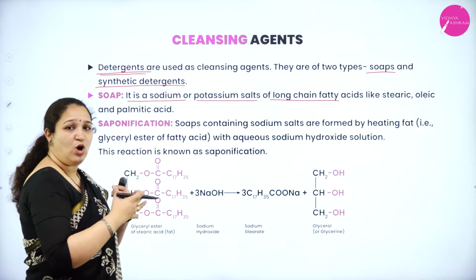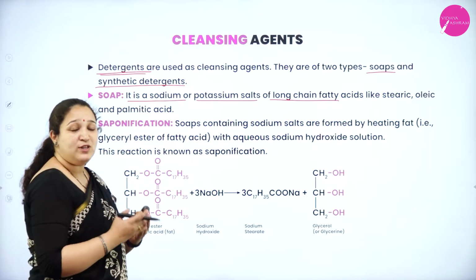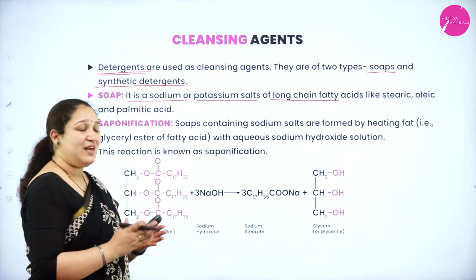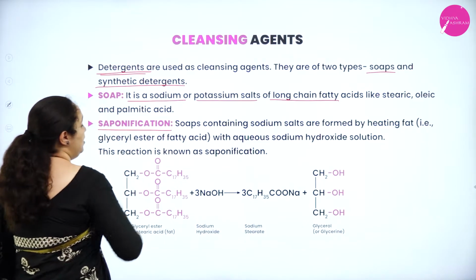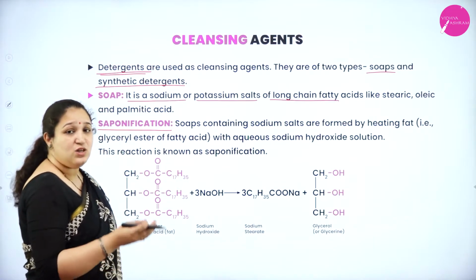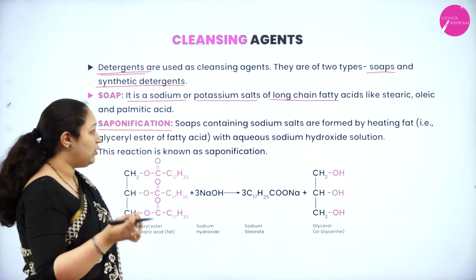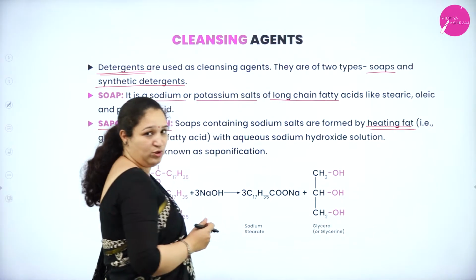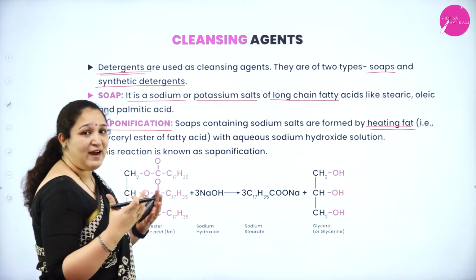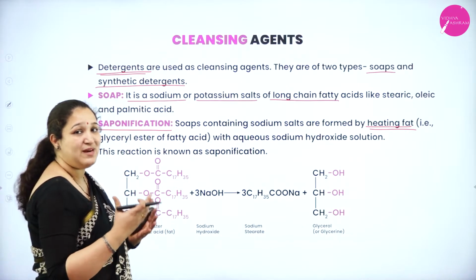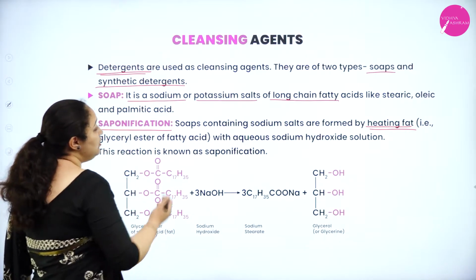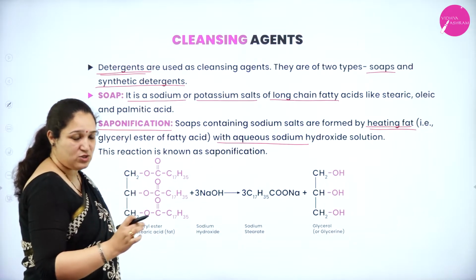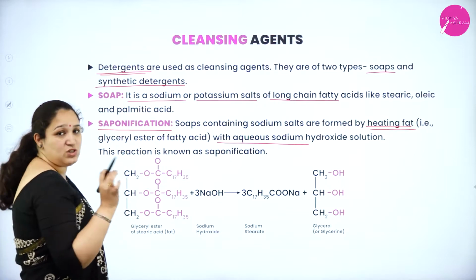So we have long chain fatty acids which on saponification will give rise to soap. So what is saponification? So soaps containing sodium salt or potassium salt are formed by heating fat. I told you that is the long chain fatty acids what we have. We call them as fat. Okay. So this when it is heated with aqueous sodium hydroxide solution, we get soap.